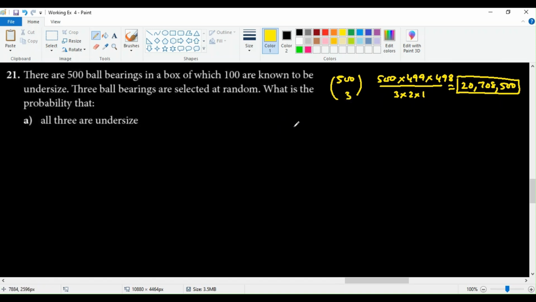Now, three bearings we go for undersize. So for undersize, we go for 100 choose 3. This is going to give us 100 times 99 times 98. This is a combination formula we are using. This gives us 3 times 2 times 1. If we don't write, it's fine. Simplification gives us 161,700.